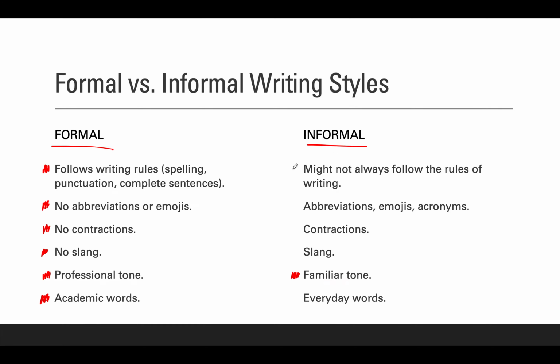In informal situations, you might not always follow the rules of writing. You might not capitalize all the time because you're in a hurry or something like that. And of course, informal writing uses lots of abbreviations and emojis and smileys and all of that. Plenty of contractions and slang. And then informal writing, of course, uses everyday words, the words that we use all the time, and that is just fine for those situations. However, we're focusing on your academic life, and in that situation, when you're writing, you need to follow a formal style.